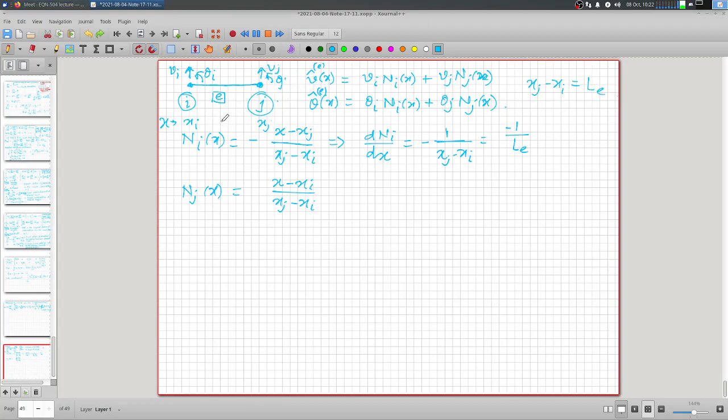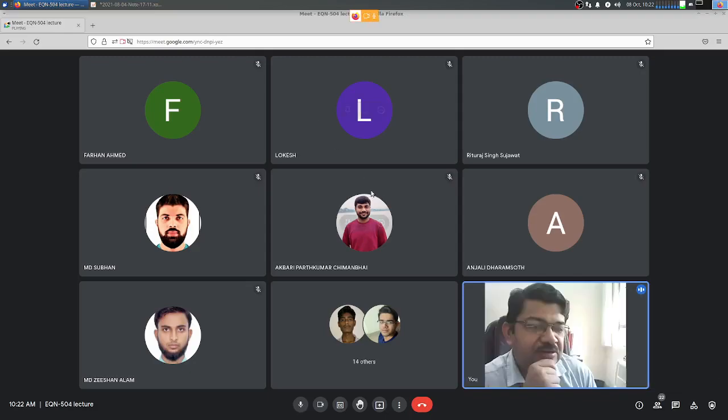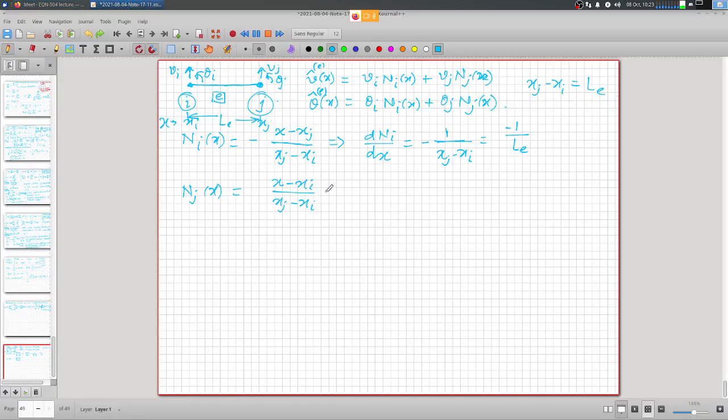So similarly dNj by dx is equal to 1 over Le.